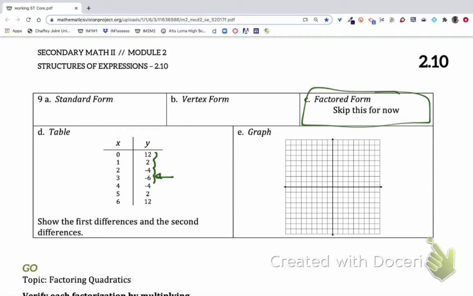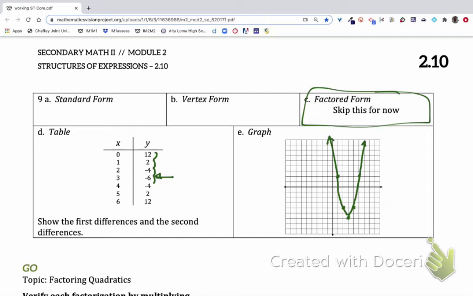Now to plot some points here, plot 1, 2, 2, -4, 3, -6, 4, -4. And there, 5, 2, and then it would go up 6, 12. Again, that factored form is not looking good because it's going to go through some decimal value here. So I can graph it like that. Left side's a little bit gross, but you got the point.